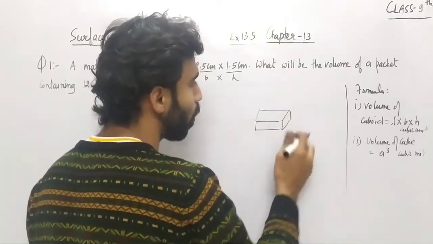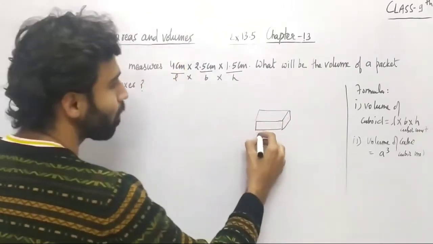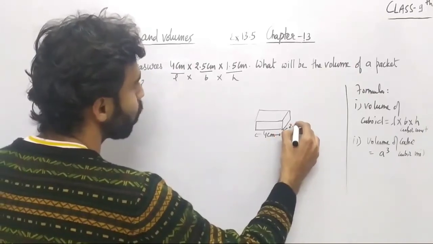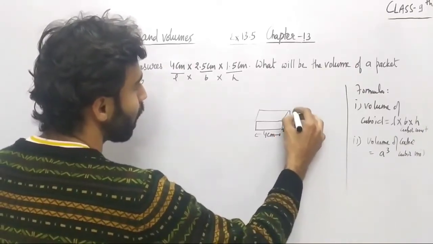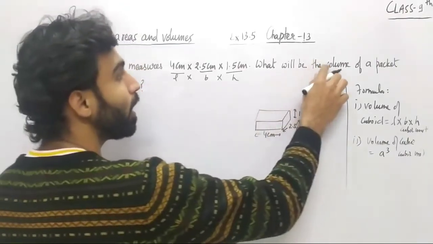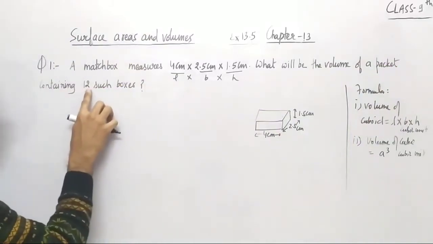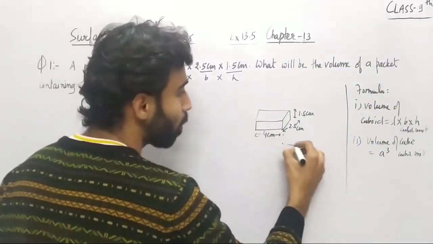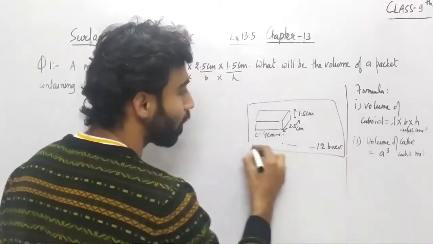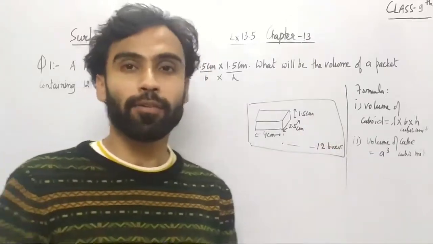किस तरह का होता है? Cuboid का होता है. So now हमें पता है यहाँ पे एक मैच बॉक्स की लेंथ गिवन है that is 4 सेंटीमीटर, then उसकी breadth है 2.5 centimeter and the height is 1.5 centimeter. Now what will be the volume of a packet containing 12 such boxes? टोटल 12 boxes हैं जो कि एक पैकेट के अंदर हैं, right? So what will be the volume of that packet? वो हमें पैकेट की वॉल्यूम कैलकुलेट करनी है.